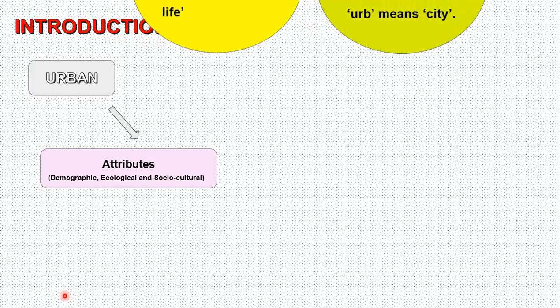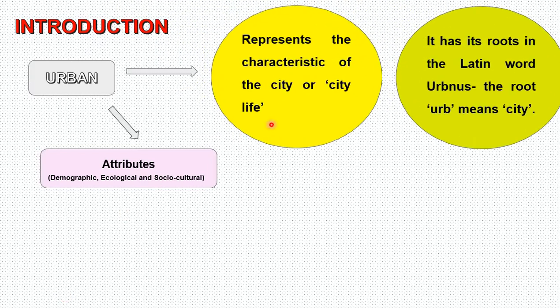Dear learners, let me introduce the concept of urban. An urban area is a region surrounding a city. Most of the inhabitants of an urban area have non-agricultural jobs, and they represent the characteristics of city life. The word urban has its roots in the Latin word urbanus, which means city itself. Most of the attributes of an urban area are classified under demographic, ecological, and socio-cultural.